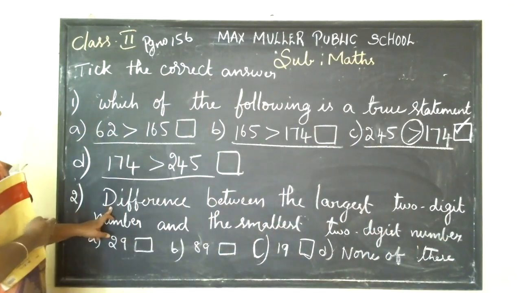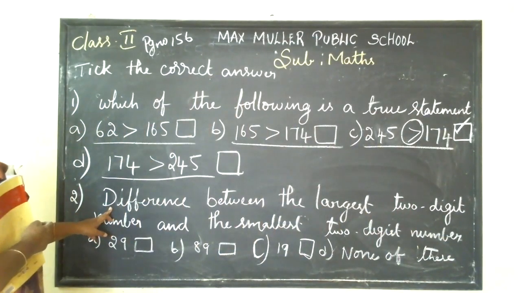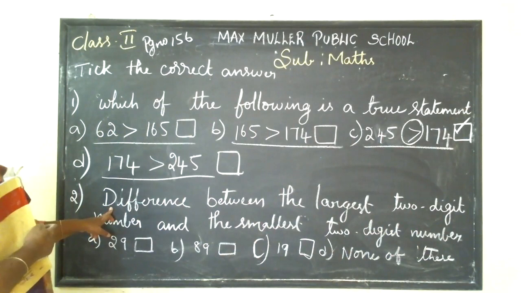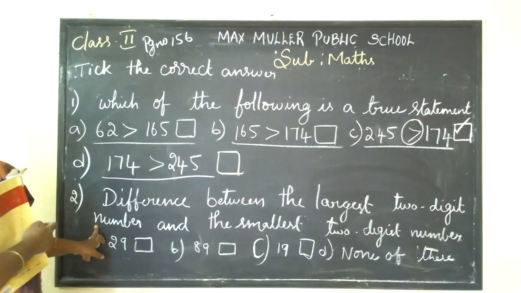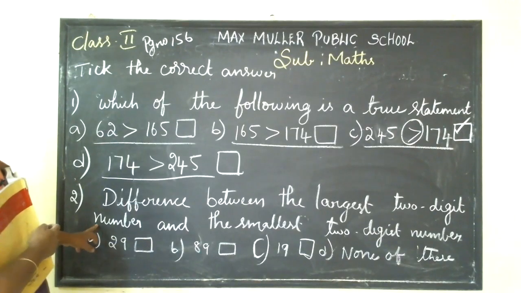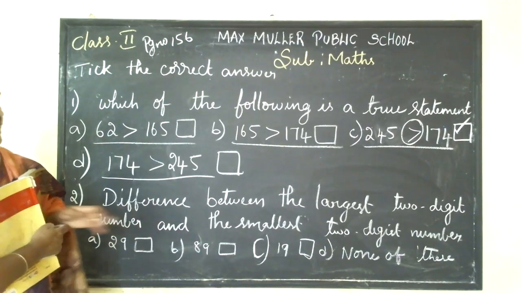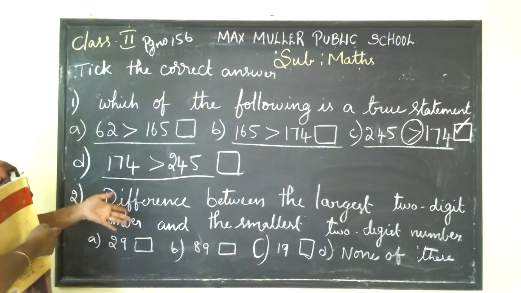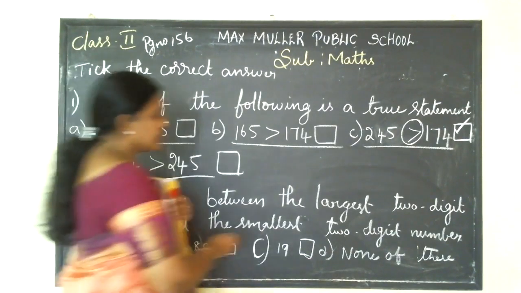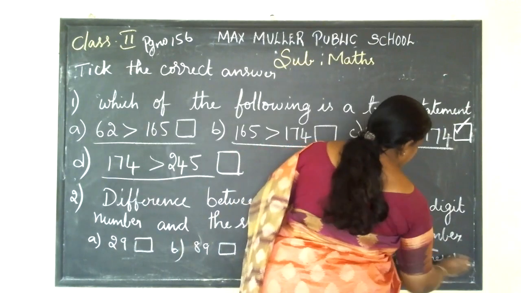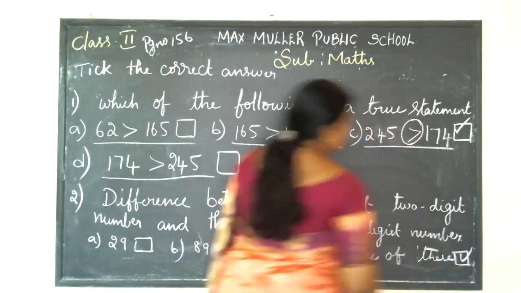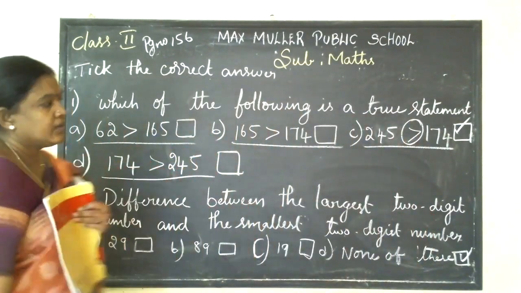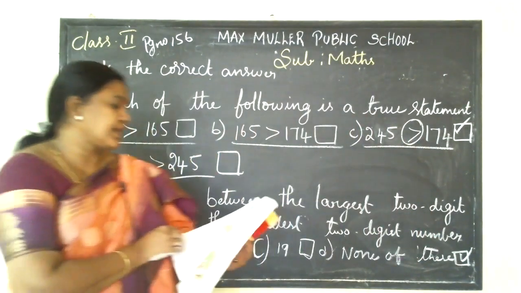See, difference between the largest 2-digit number and the smallest 2-digit number. Largest 2-digit number is 99 and the smallest 2-digit number is 10. So 29, 89, 19, none of this is there, children. Here, largest 2-digit also and smallest 2-digit also. So you want to tick for none of this. We finished to tick the correct answer.